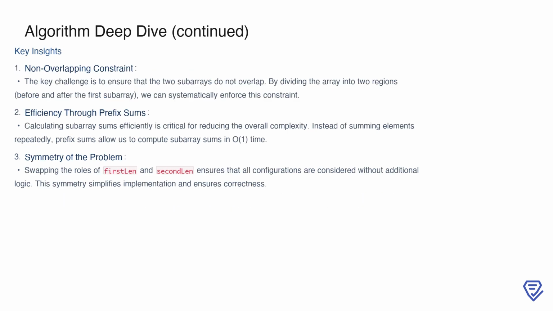There are a few key insights that make this algorithm efficient and effective. First, the non-overlapping constraint is managed by dividing the array into two separate regions relative to the first subarray, ensuring that the two subarrays do not overlap. Second, the use of prefix sums is critical for efficiency, as it enables constant time calculations of subarray sums. Finally, the symmetry of the problem simplifies the implementation. By swapping the roles of first len and second len, we can ensure that all possible configurations are considered without needing additional logic. These insights together form the foundation of the algorithm.